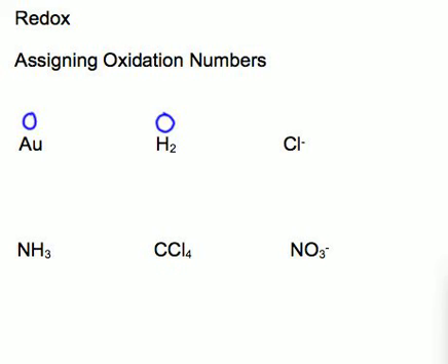The next one is also very easy. If an element is by itself and has a charge, the oxidation number is the charge. Okay, so here we have Cl minus, so the oxidation state is -1.